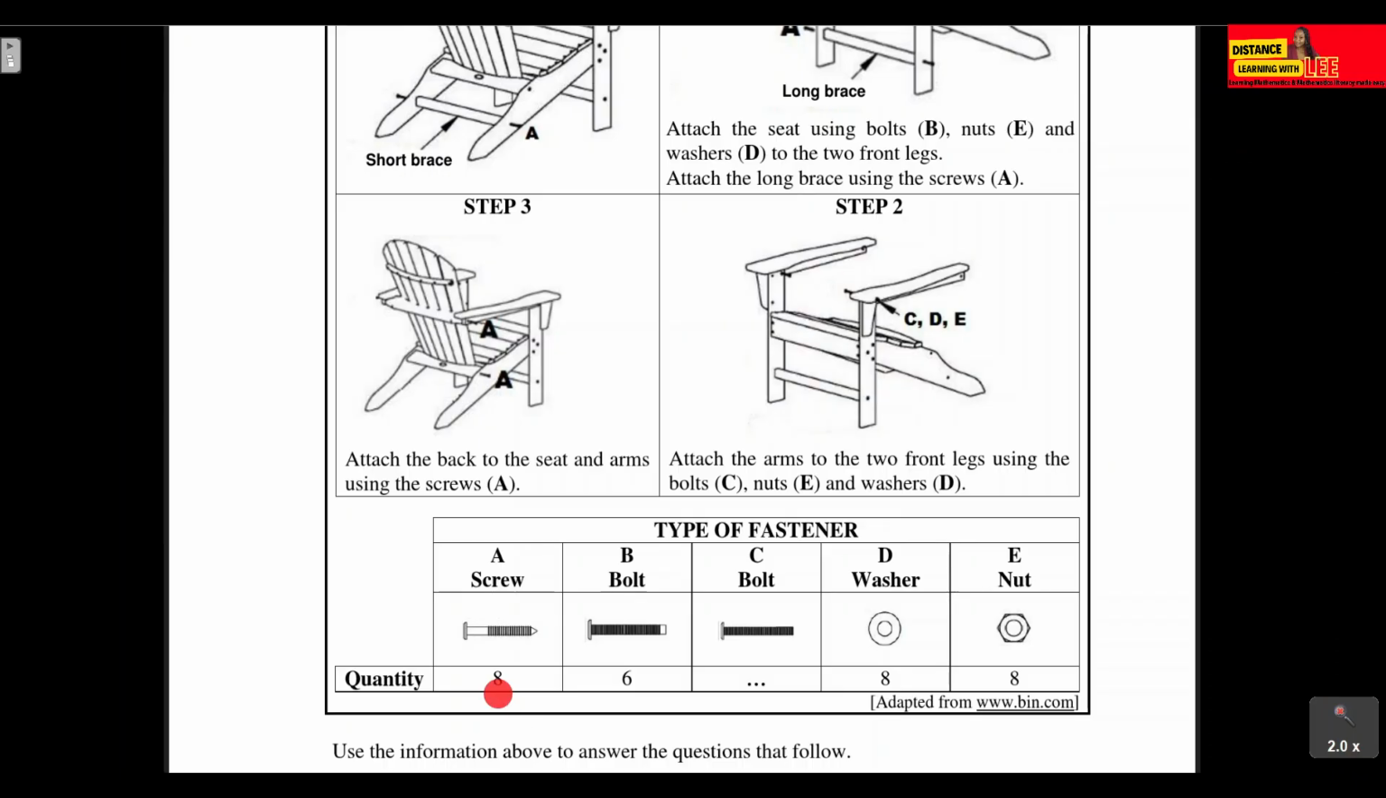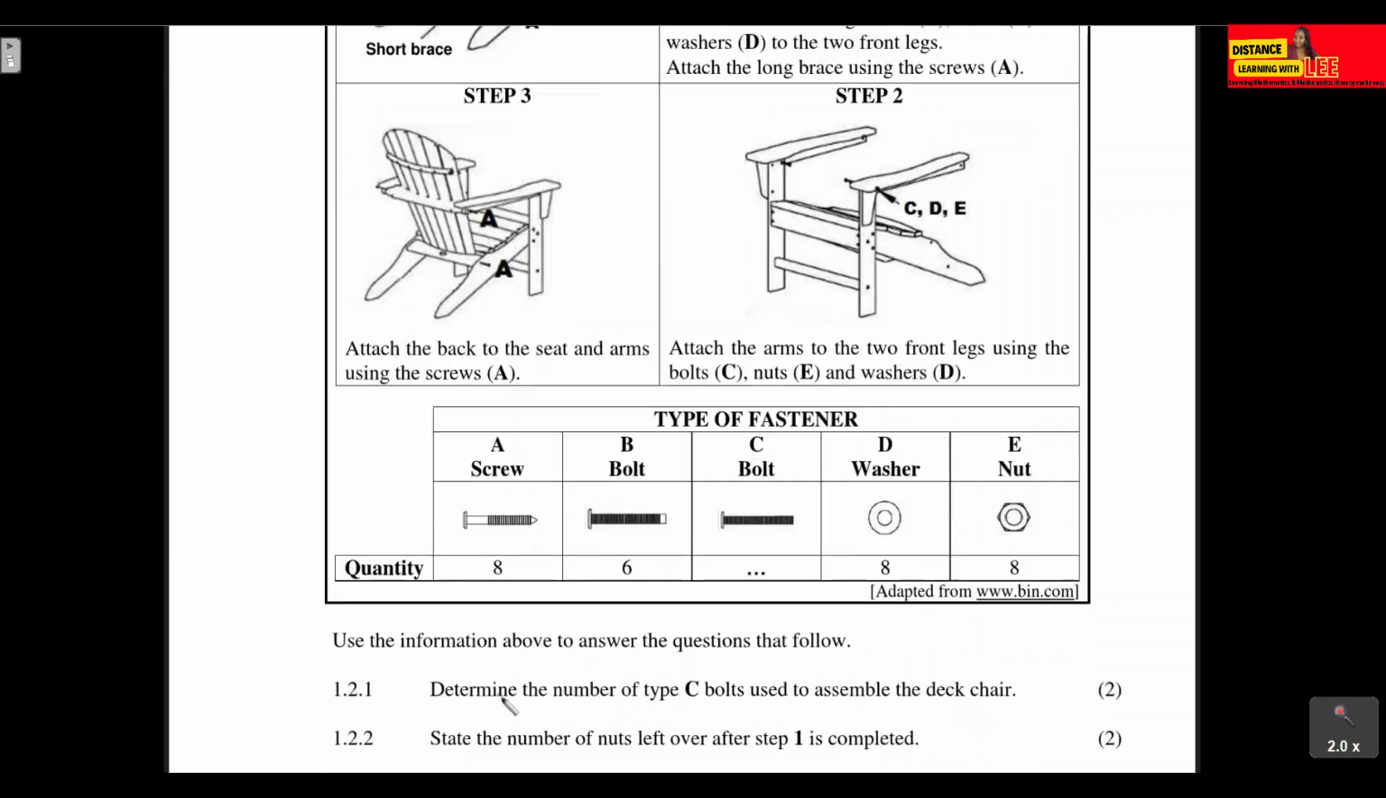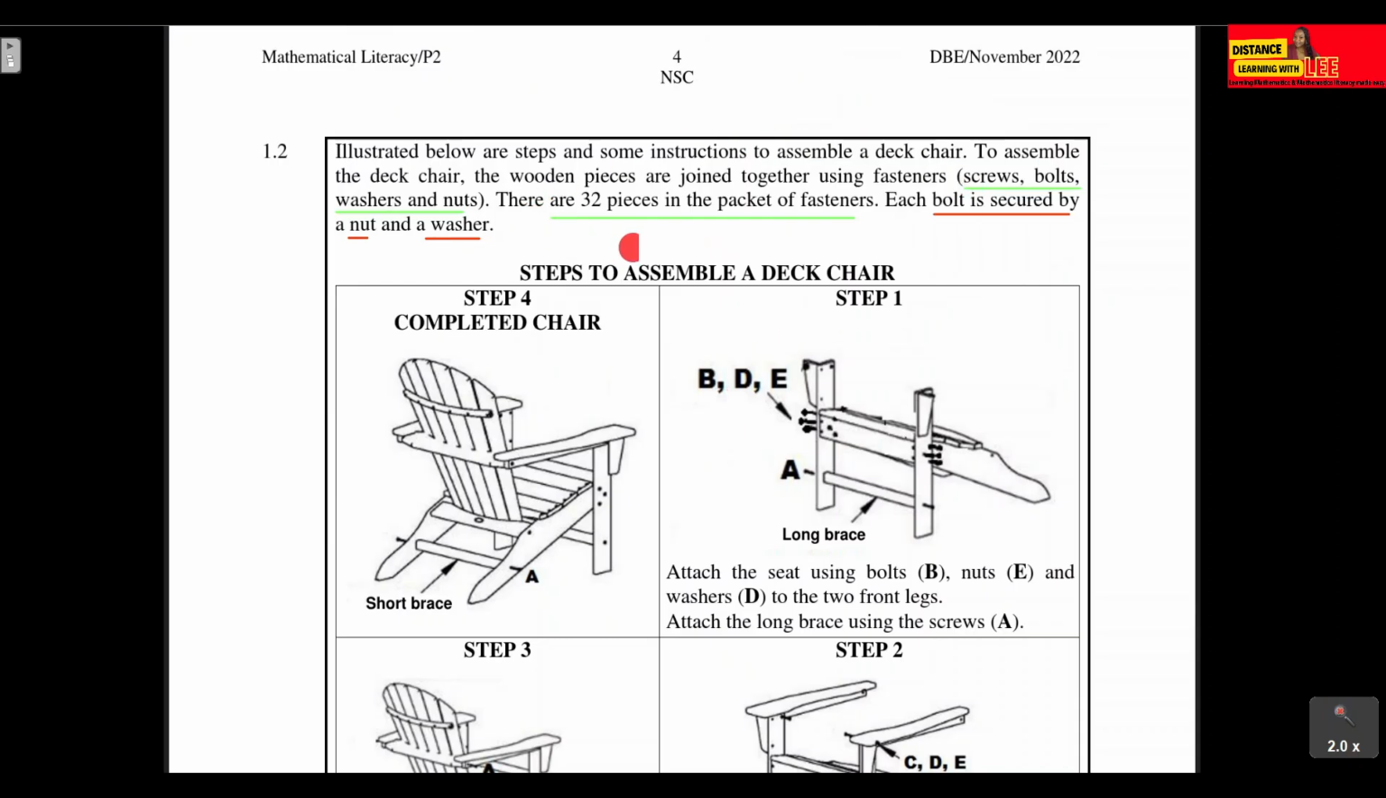There are 8 screws used in total to assemble this deck chair. There are 6 bolts used. There are X amount of bolts. There are 2 different types of bolts used here, but we're not given how many. So we need to figure out how many bolts were used based on the information given to us here.